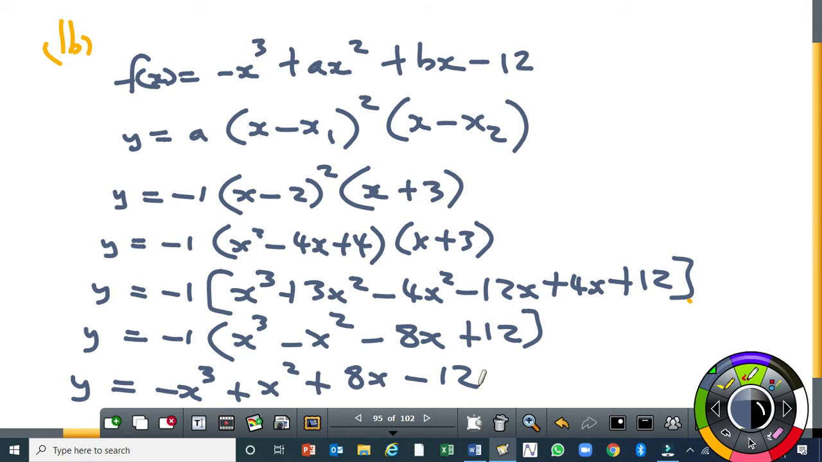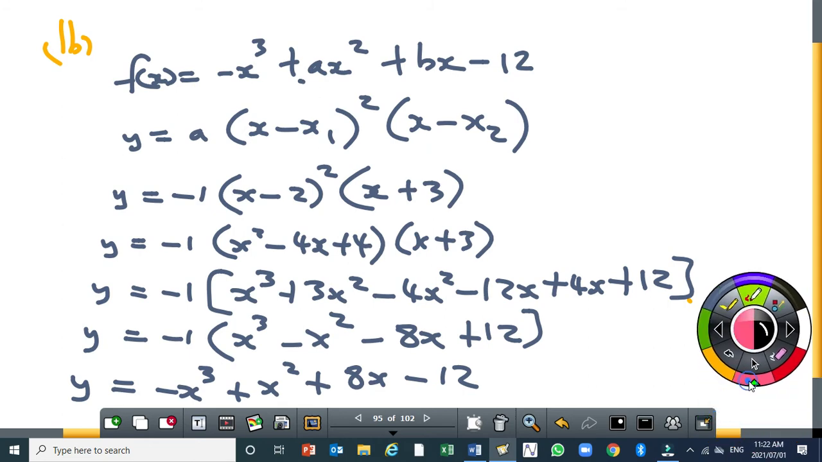Okay, then listen, we want the coefficient of x squared, which is 1. So a will be 1. The coefficient of x there is going to be 8. So b will be 8.